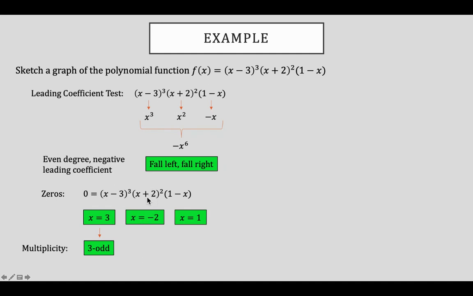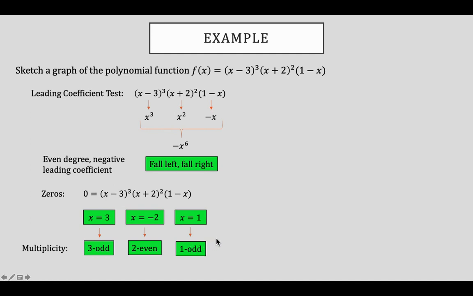Our next factor occurs twice, right? It's x plus 2 quantity squared. That means that the zero x equals negative 2 has a multiplicity of 2, which is an even number. And finally, our last factor only occurs one time. Therefore, our zero has odd multiplicity of 1.